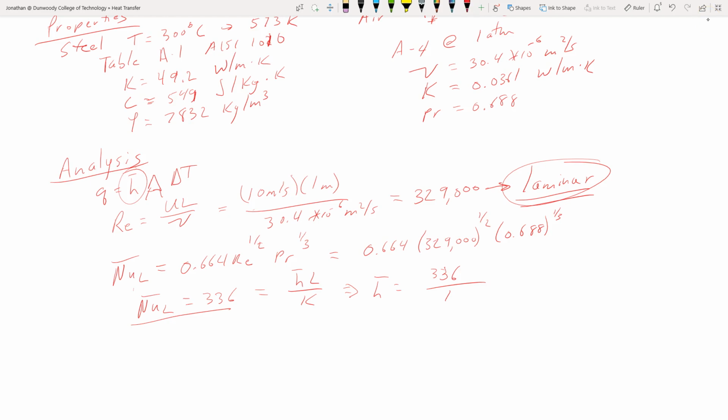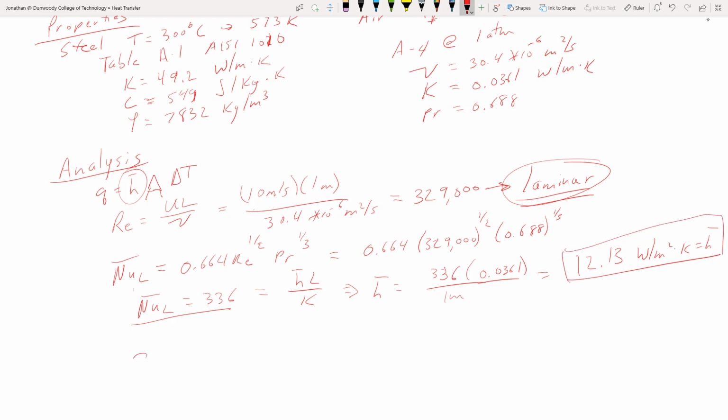Excuse me, that shouldn't be over that. It should be h L, 1 meter, over k. So k is, oh no, sorry, h is, yes, times k. There we go. I had it backwards. I was right the first time. 1 meter. k is 0.0361. So then I multiply those together. 336 times 0.0361. I get 12.13 watts per meter squared Kelvin is h bar.